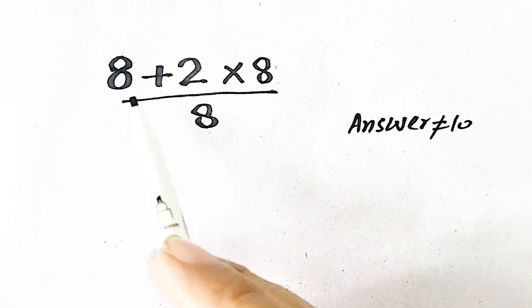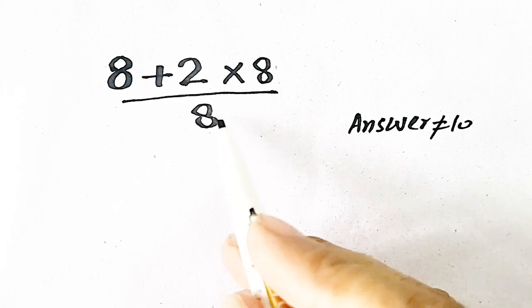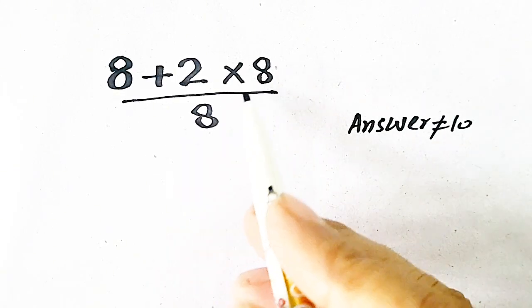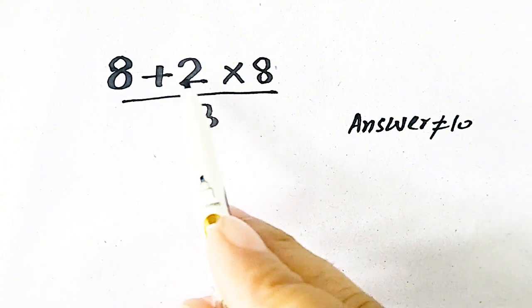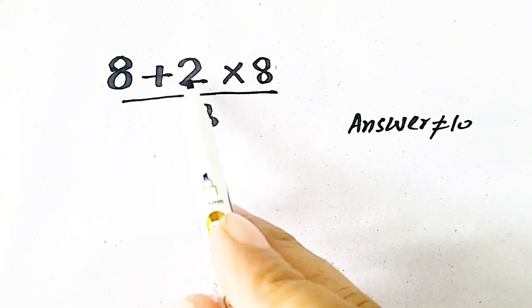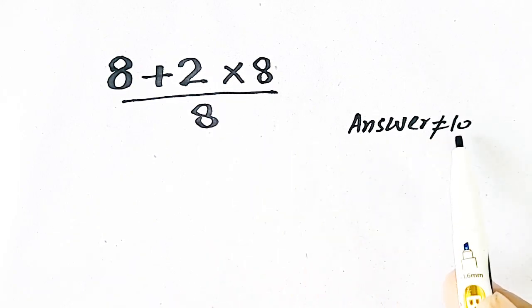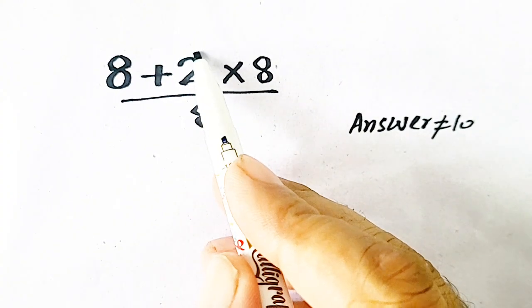Hi everyone. 8 plus 2 times 8 divided by 8. Yet if we cancel 8 and 8, our answer will be equal to 8 plus 2, 10. But I have mentioned here that answer should not be equal to 10. So what is the way to solve it?